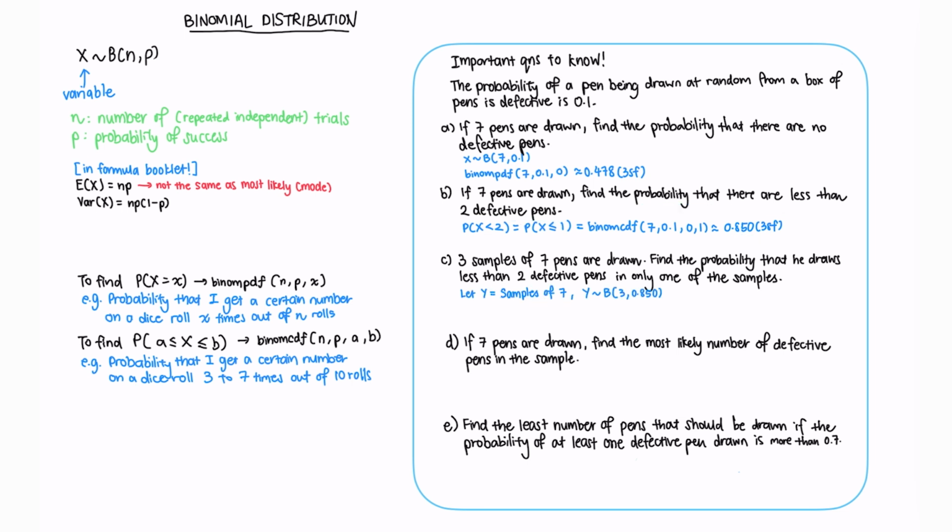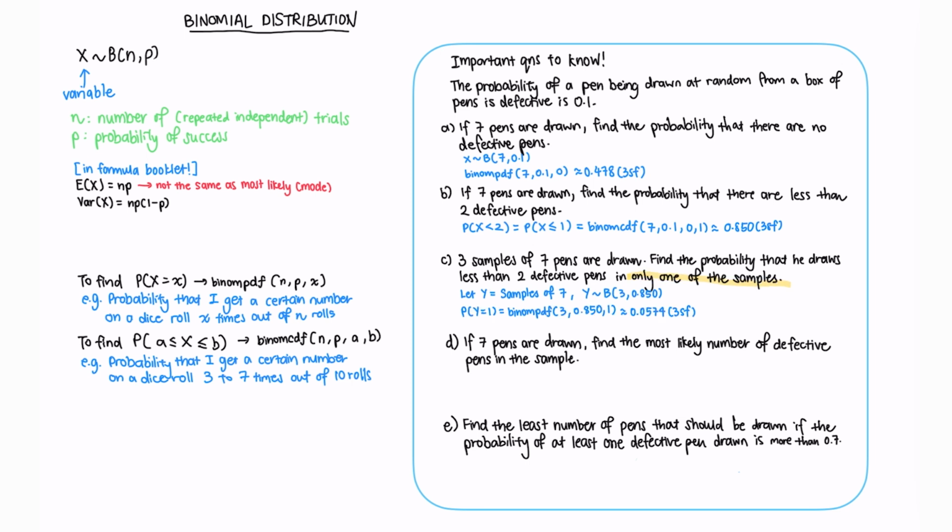So now I actually introduce a new variable, let's say y, with samples of 7. Remember, we're just drawing 3 samples of these 7 pens. And our probability of success is when we draw less than 2 defective pens, which we see from this earlier question is just 0.850. We want success in only one of these samples.